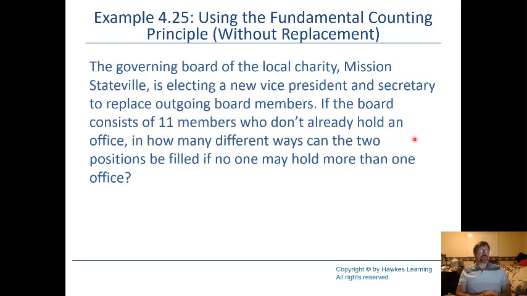Okay, next example. Again, this is without replacement. If a local charity is electing a new vice president and secretary to replace some outgoing board members, we have 11 members who don't already hold an office. In how many ways can the 2 positions be filled if no one can hold more than 1 office? So I couldn't choose one of those 11 members for both vice president and secretary. Think about that, try it out, and move on when you're ready.